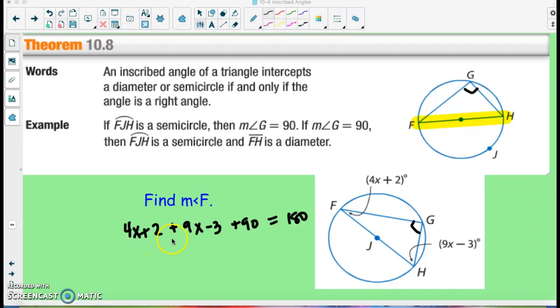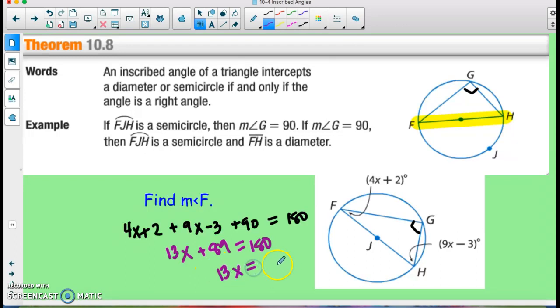All right, did you set it up like this? Knowing that this is 90 and having the previous knowledge that the angles of a triangle equal 180, we can go ahead and combine like terms. So it looks like we're going to have 13x plus 89 equals 180. So we subtract 89 from both sides. We get 13x equals 91. And so x equals 7.